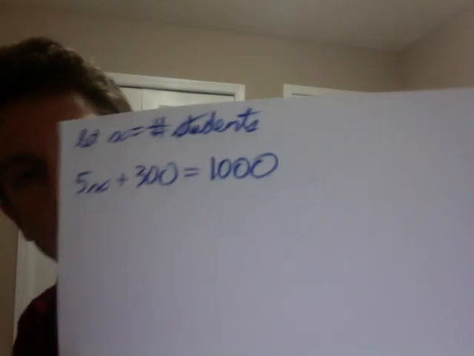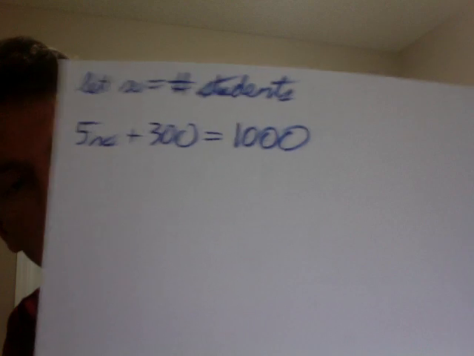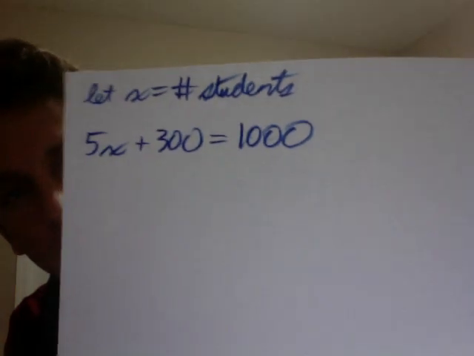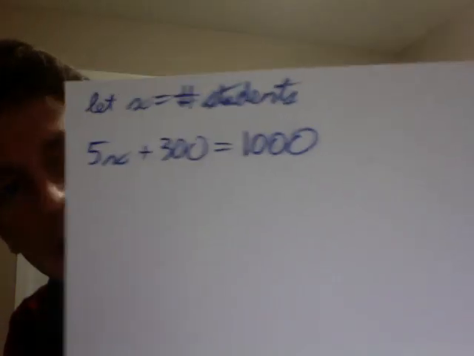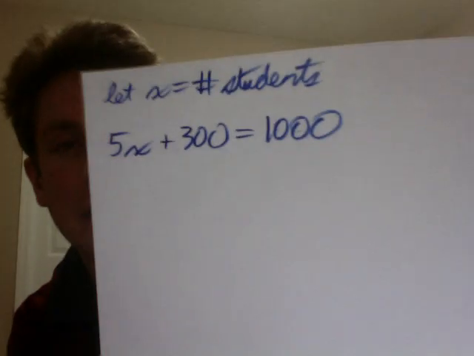So x, and each student is going to cost $5 worth of refreshments and treats and things like that, but it's also going to cost $300 to hire a DJ. And so we have $1,000 right here in our account. So $5 for a certain number of students plus $300 for the DJ equals the total budget we have. How many students on this budget can we afford?